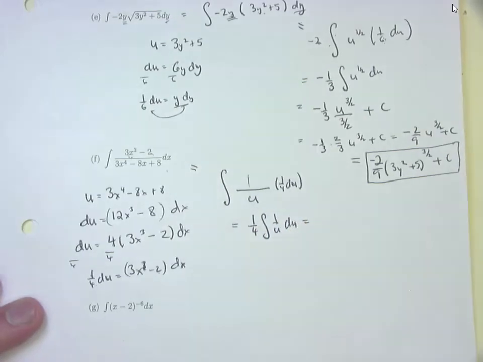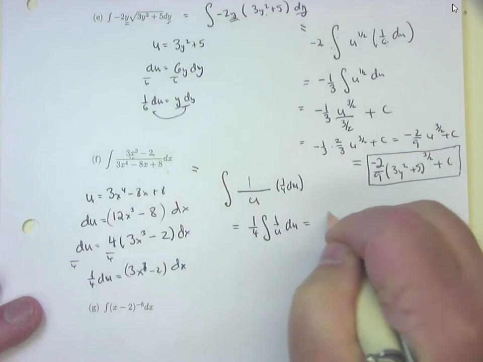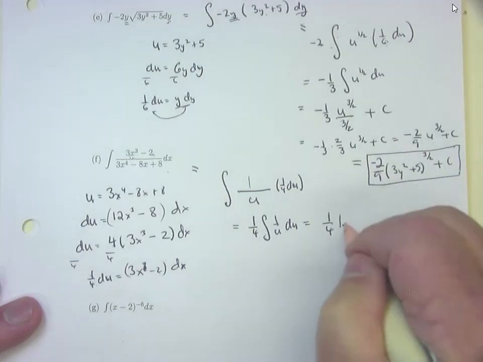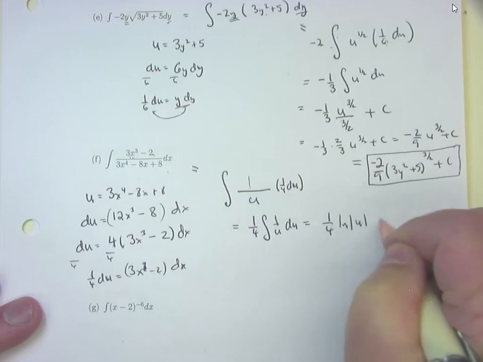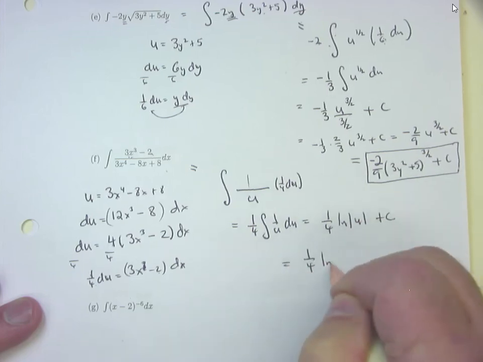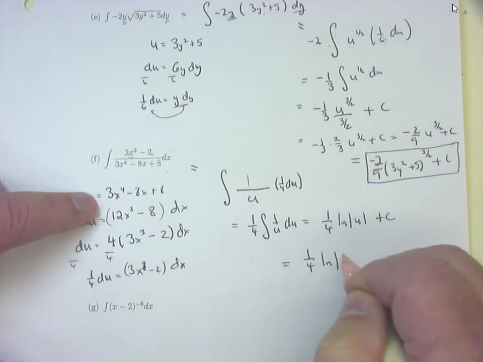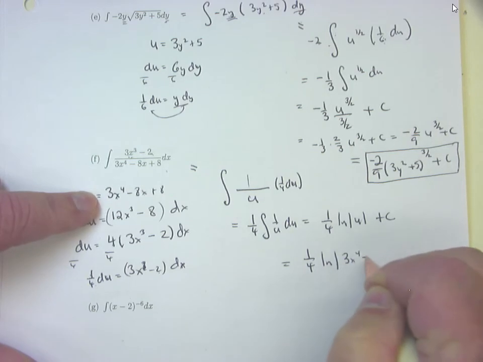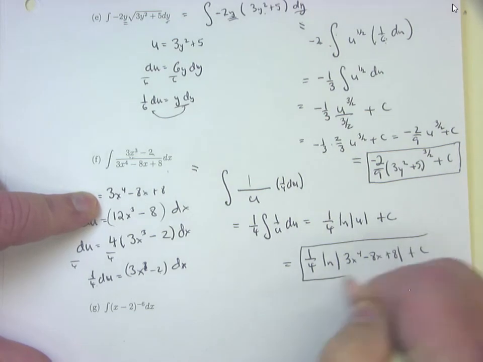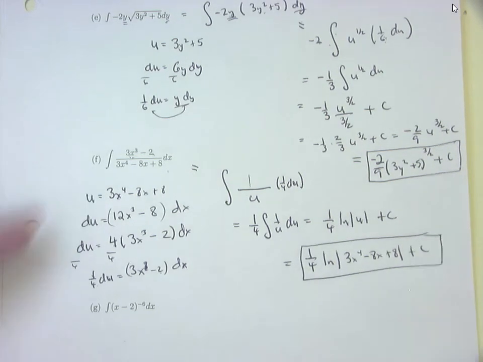And that's pure memorization of formulas. 1/4 holds over. What's the integral of 1 over u du? Natural log absolute value of u plus c. And then I back substitute: 1/4 the natural log absolute value of u. U was 3x to the 4th minus 8x plus 8, plus c. And there's my answer. Back substitute.